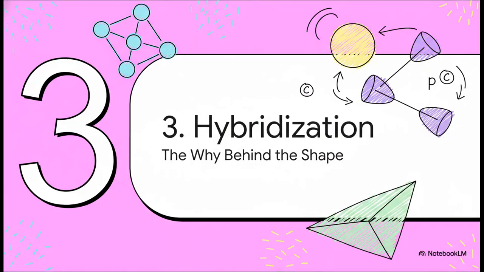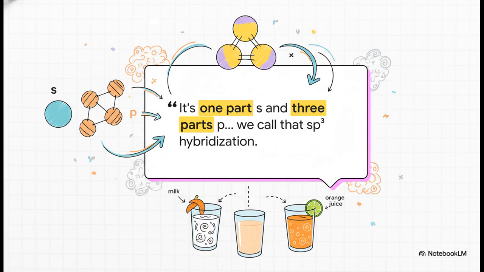Okay, so VSEPR theory tells us what shape a molecule makes, but it doesn't really tell us how. How can an atom like carbon, with its very specific set of orbitals, even form those shapes in the first place? Well, the secret is a wild little concept called hybridization. Just like Jeremy Krug says here, atoms can actually take their existing orbitals and, well, mix them together. They create brand new hybrid orbitals that are just perfect for making certain bonds.